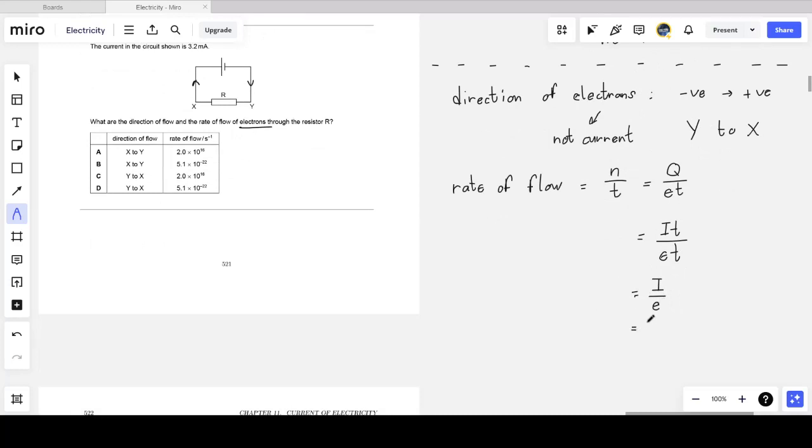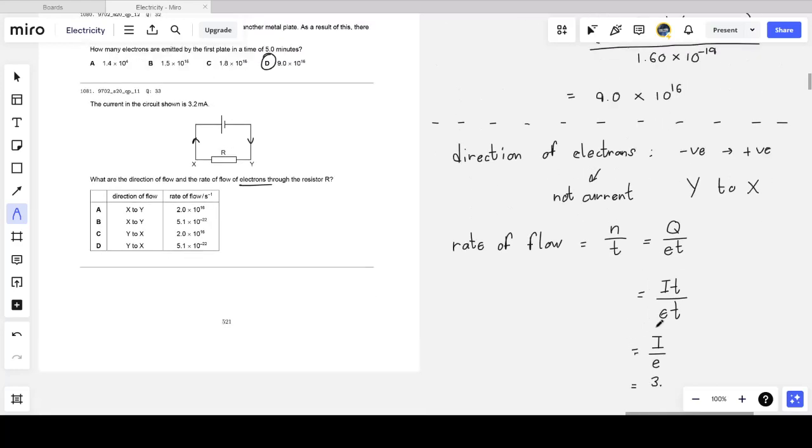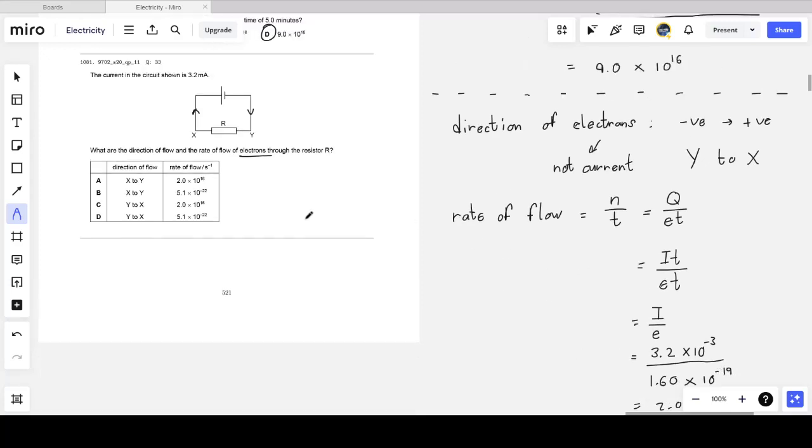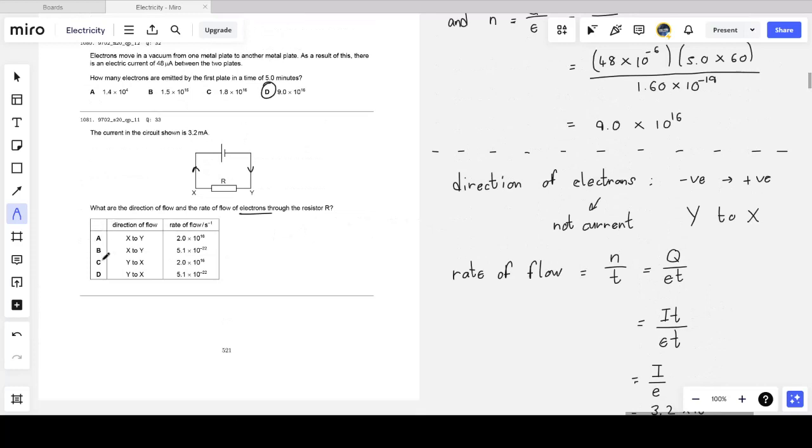And what I get here is the current is 3.2 milliamperes, which is 3.2 times 10 to the minus 3 amperes, divided by the charge on a single electron, 1.6 times 10 to the minus 19 coulombs, which is 2 times 10 to the power 16 electrons per second. And so this corresponds with option C.